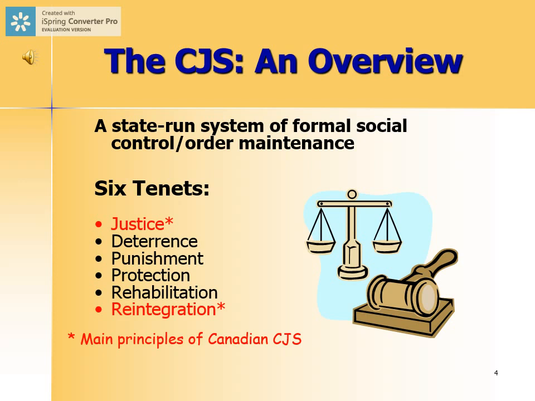Probation is basically about the offender avoiding any kind of incarceration and serving their sentence within the community. And secondly, even if someone is incarcerated, the emphasis is on getting them out of the correctional institution, back into society, back in the community as quickly as possible. So justice and reintegration are absolutely critical aspects in the Canadian criminal justice system.